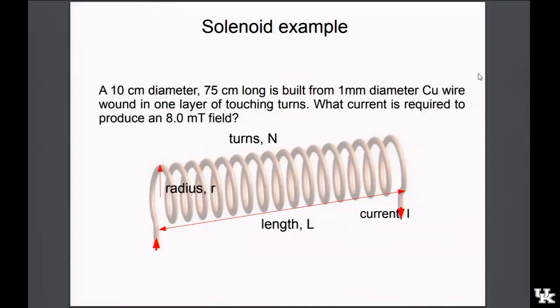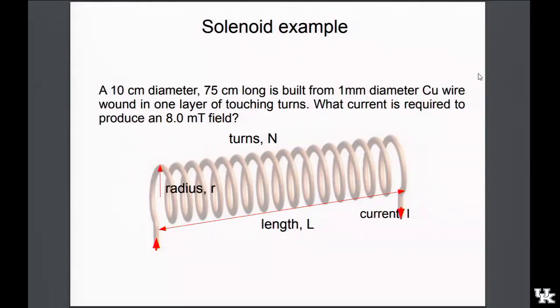So here's an example question that involves that equation for the magnetic field of a solenoid. It says we've got a 10 centimeter diameter, 75 centimeter long, I missed out a word, solenoid, is built from 1 millimeter diameter copper wire, wound in one layer of touching turns. And we've got to figure out what current is needed to create a magnetic field inside the solenoid that's 8 millitesla.